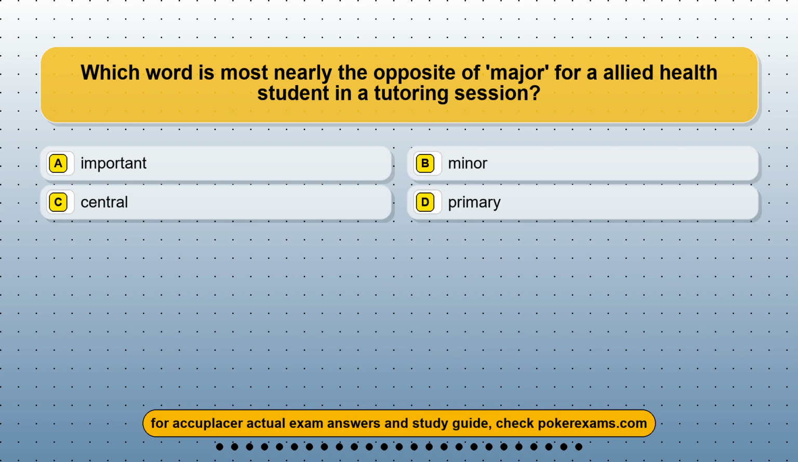Question 19. Which word is most nearly the opposite of major for an allied health student in a tutoring session? Option A, important. Option B, minor. Option C, central. Option D, primary.